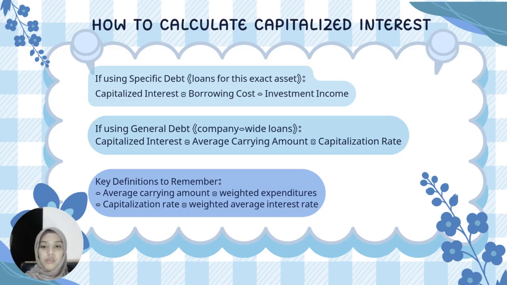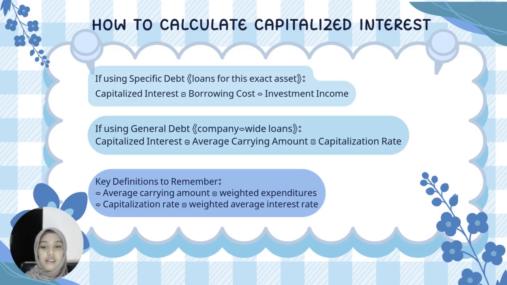Also, at the bottom there is a key definition. The first one is average carrying amount. Average carrying amount means weighted expenditures. So what is weighted expenditures? It means you take all the money you spend on construction during the year. Then you give more weight to money you spent earlier.